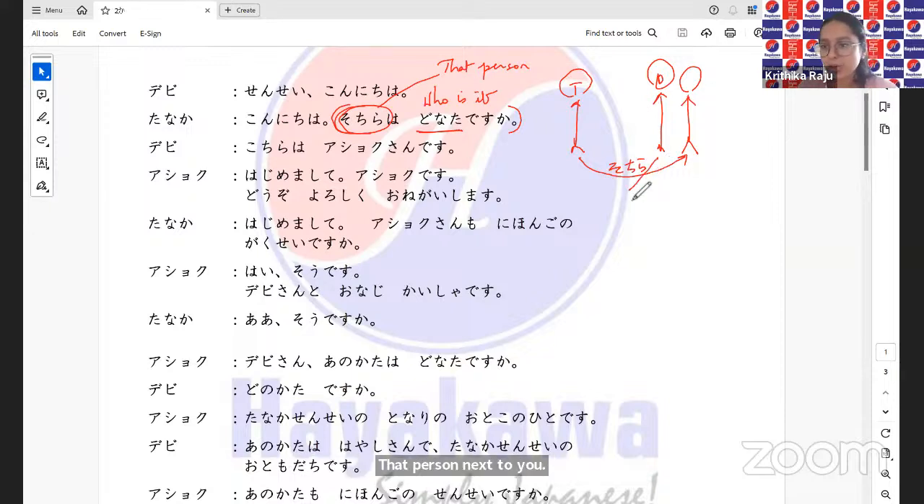What is the other way to say Sochira? Quickly, shall we recall? Sochira, or you can use the second set and say that person. How do you say that person? Sono kata. Very good. Sono plus the noun. Sono kata. Okay. So Tanaka says, Sochira wa donata desu ka? As for that person, who is it? What does Devi say?